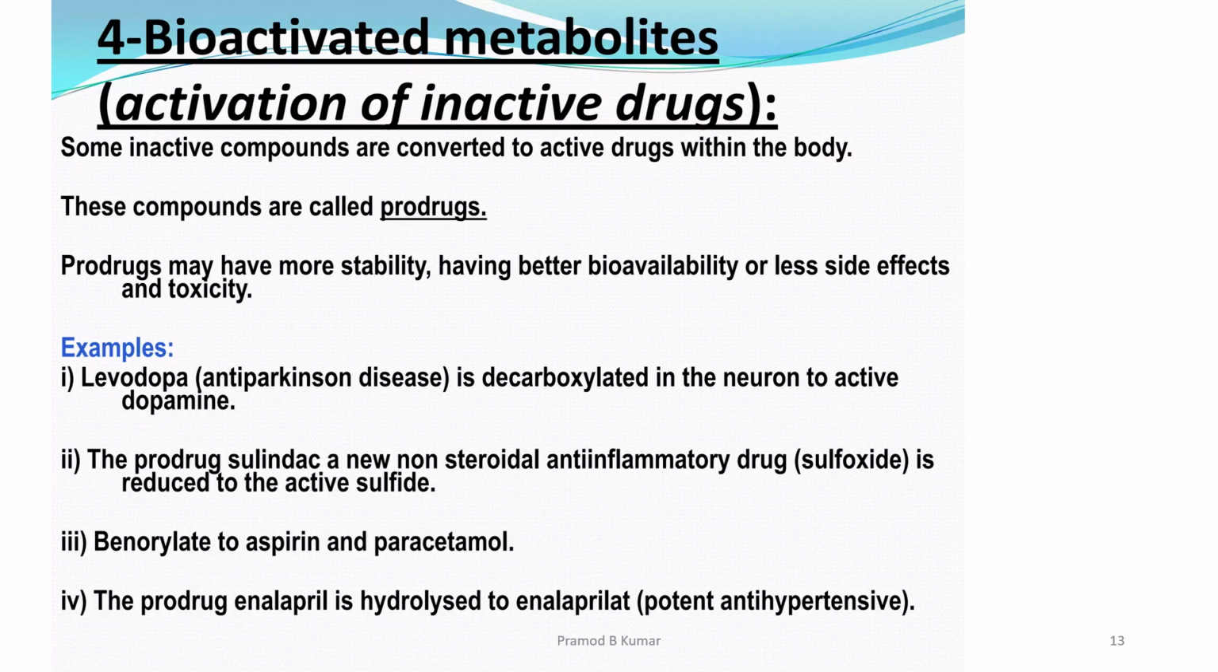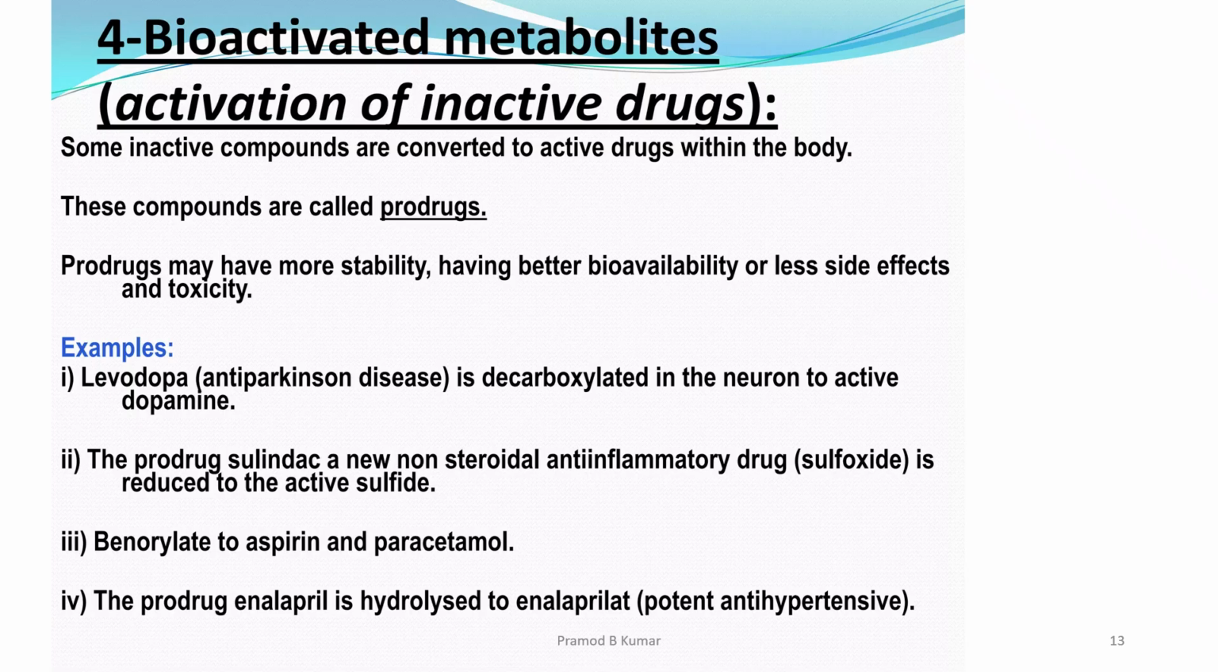Next example is sulindac. Sulindac is a sulfoxide derivative, which is reduced to its active sulfide form. The sulfoxide derivative is more polar, so distribution is poor; it gets reduced by the intestinal flora to the sulfide molecule, which shows the necessary anti-inflammatory activity. Whereas sulindac as such, the sulfoxide form, is inactive. Next is benorilate, a combination of aspirin and paracetamol.